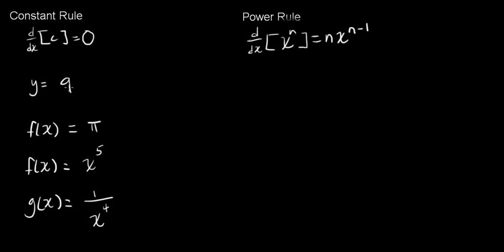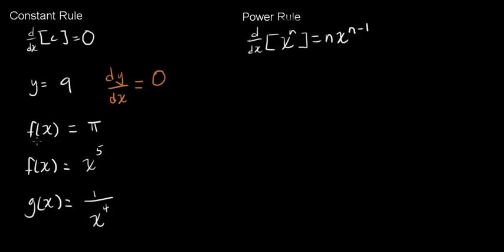First up, y is equal to 9. And what is going to be the derivative of y with respect to x? Well, 9 is a constant. It's not something that's going to change. It's always going to be 9. So the derivative of a constant, by the constant rule, is equal to 0. So dy/dx is going to be equal to 0.